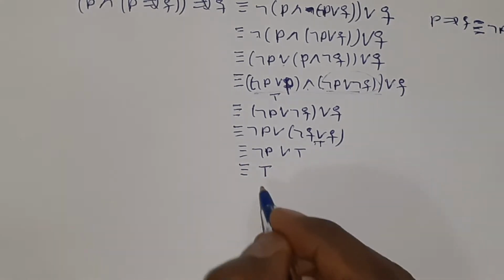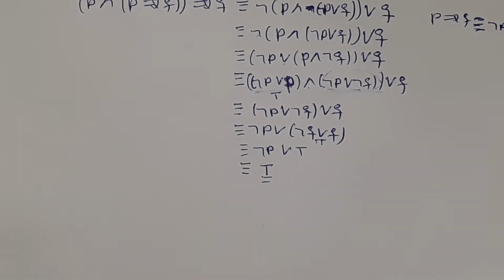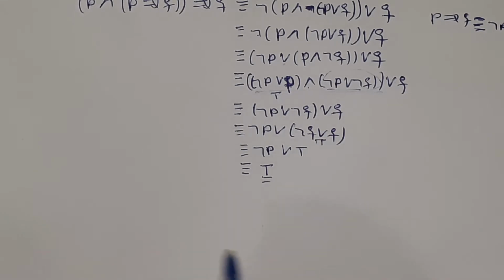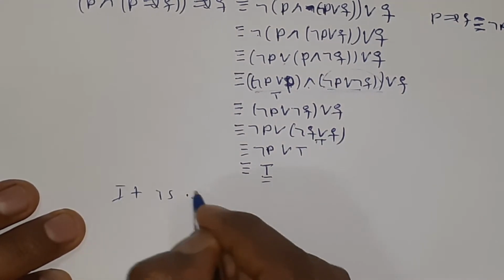which is always true. Therefore, since the truth value of the compound statement is always true, whatever the truth values of its components are, the compound statement is a tautology.